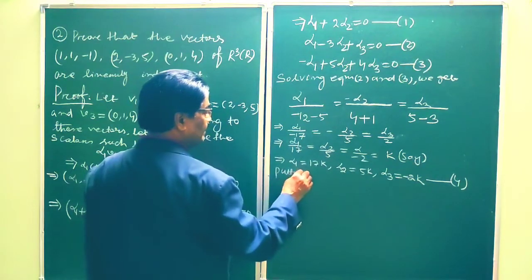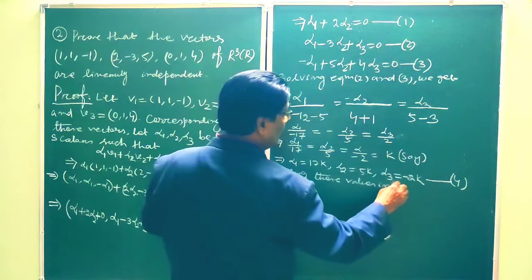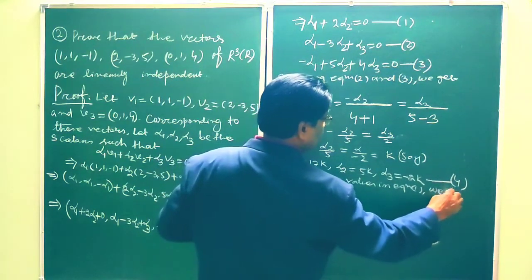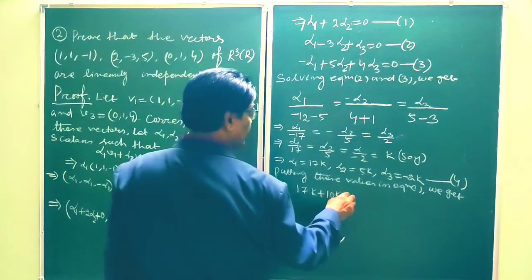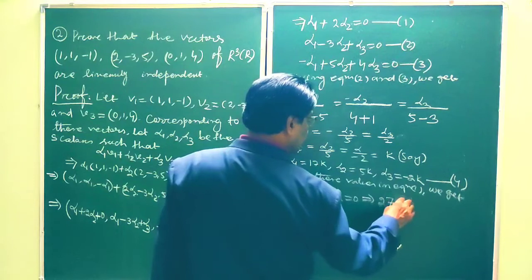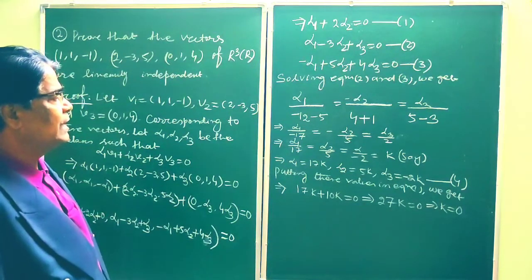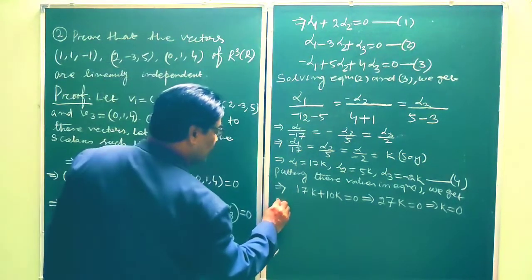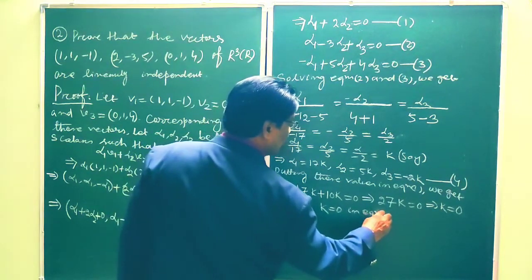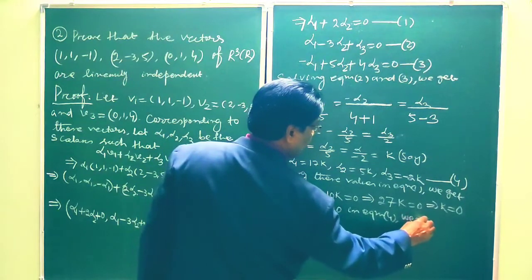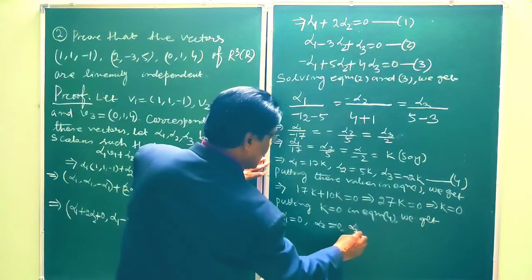Putting these values in equation 1, we get 17k plus 10k is equal to 0, implies 27k is equal to 0, implies k is equal to 0. Now putting k is equal to 0 in equation 4, we get alpha 1 is equal to 0, alpha 2 is equal to 0, alpha 3 is equal to 0.